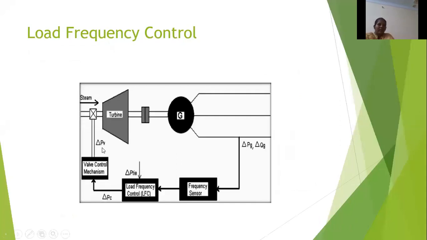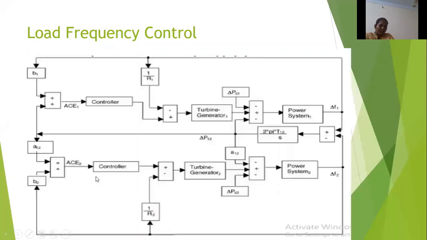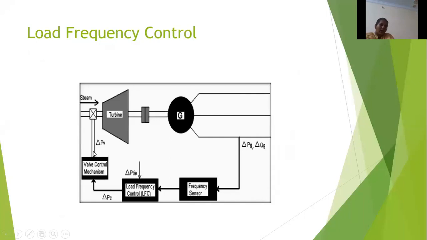See here, valve control mechanism. This is giving you control signal to this valve, to which your governor is connected. Okay, you need to monitor your tie line power, which will be having effect on the frequency of your system, power system.